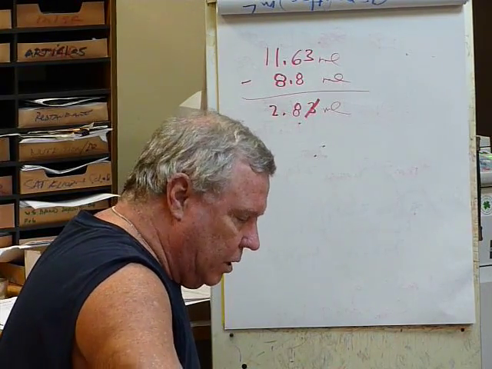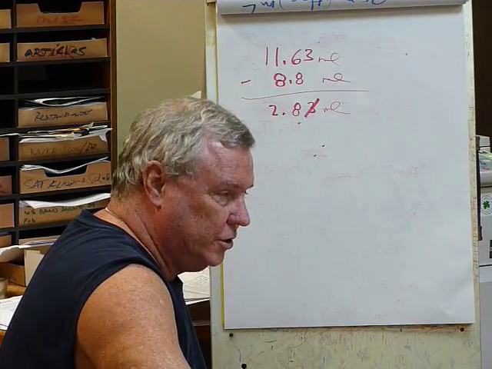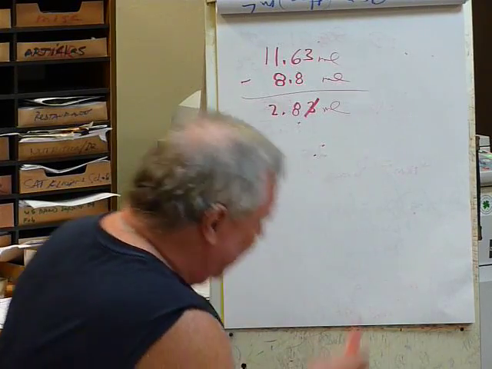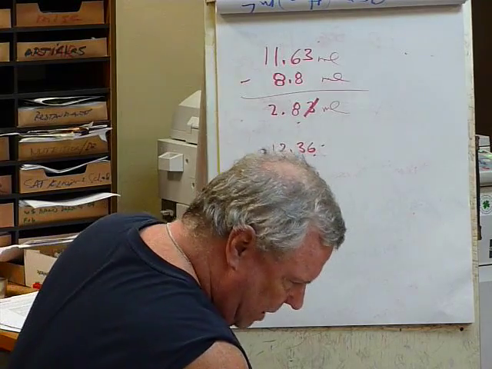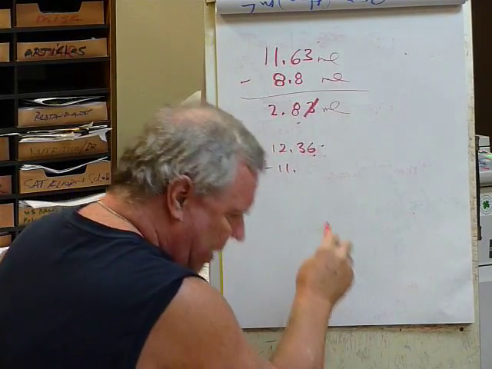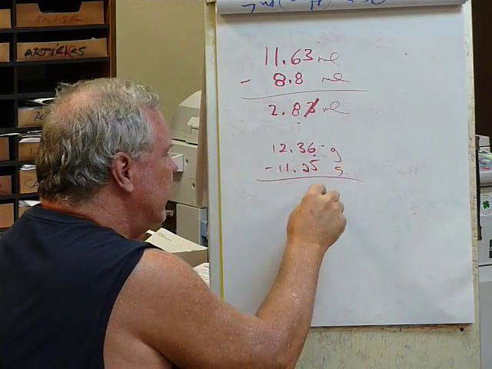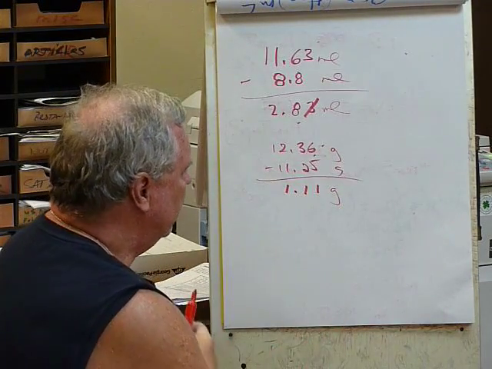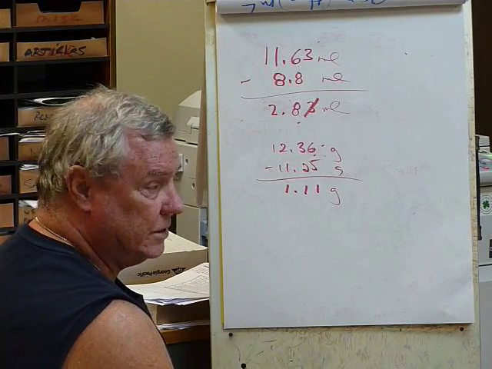Okay, not 28, 29. 29 is a hybrid. You got a subtraction on the top, and you got a division on the bottom. What should you do first? Subtraction. So subtract those two: 1236 minus 1125, and they're both grams. So we get 1.11. Should I have 2 digits after the decimal? Yep.